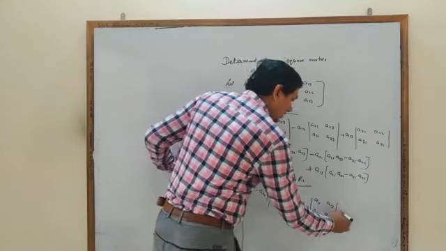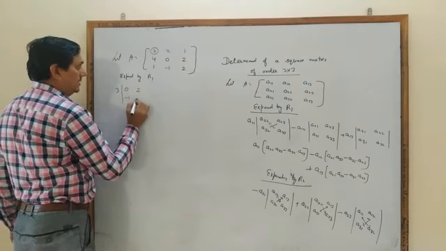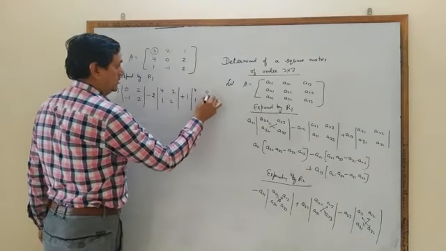Expand by R1. First element of R1 is 3. Put a plus sign on 3. Write the remaining elements without disturbing their position. Then write minus 2, positive, negative. Put a plus sign on 2, with 4 2 1 2, and then plus 1, with 4 0 1 minus 1.